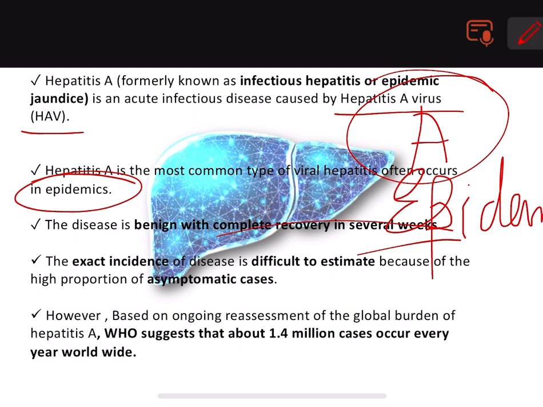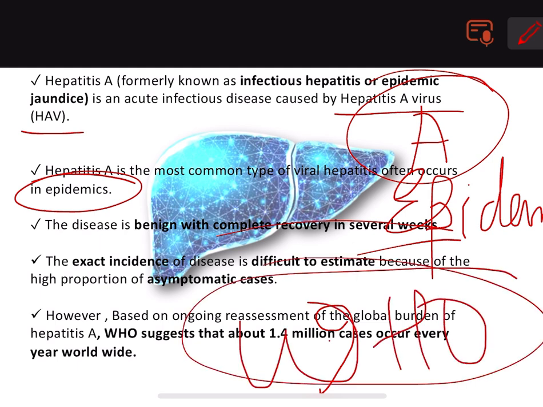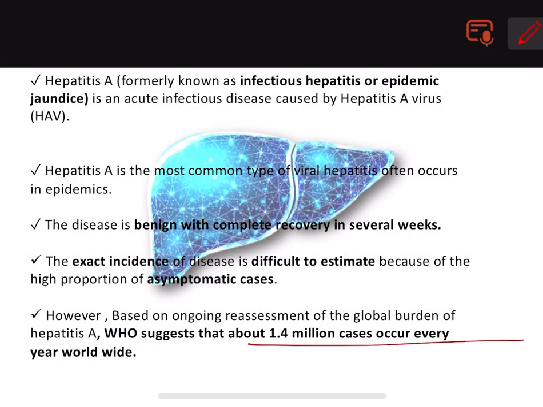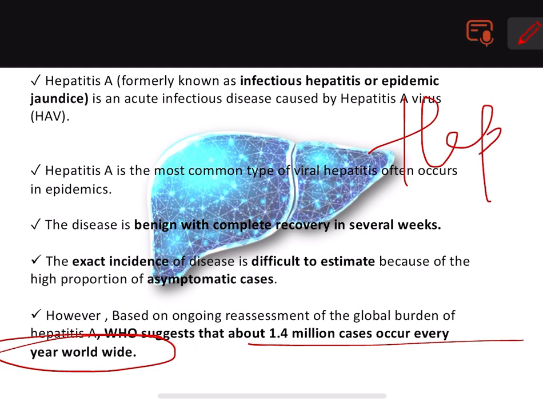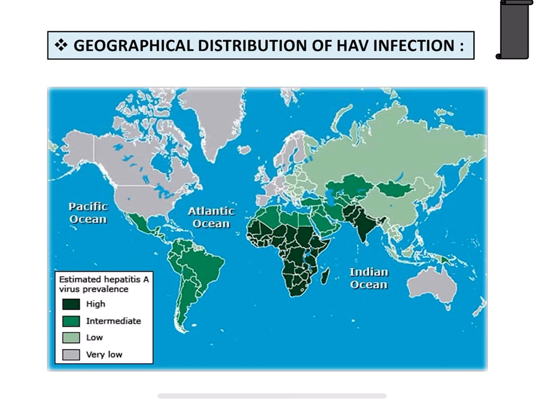So what is the statistical data which we have got? According to the World Health Organization, 1.4 million cases of hepatitis A are occurring every year worldwide. Is this slide clear? Now we move further to the geographical distribution of hepatitis A.